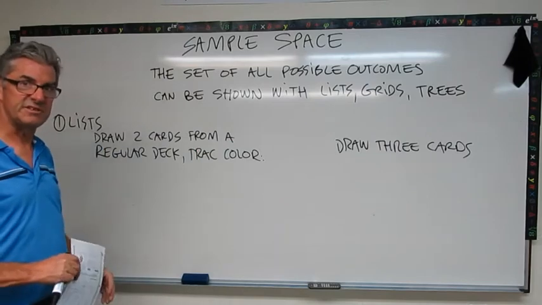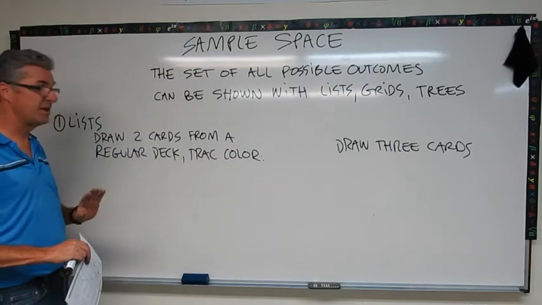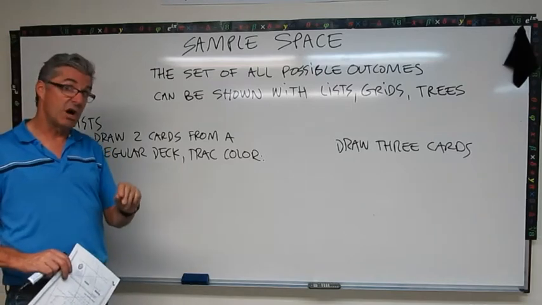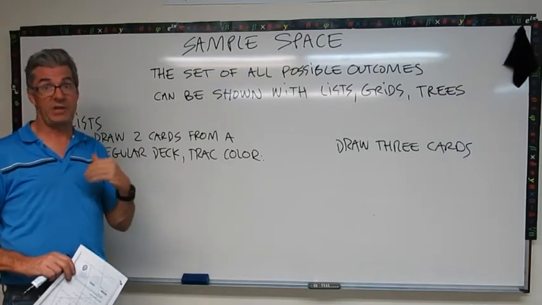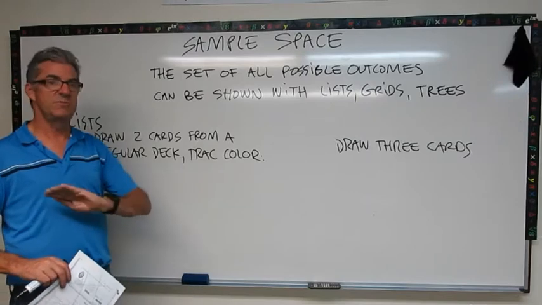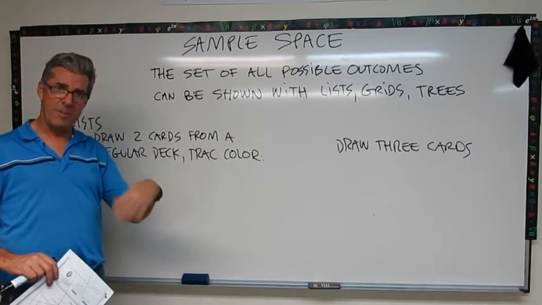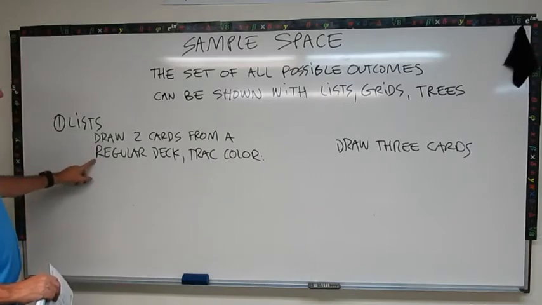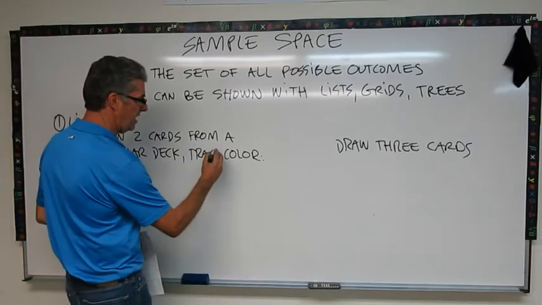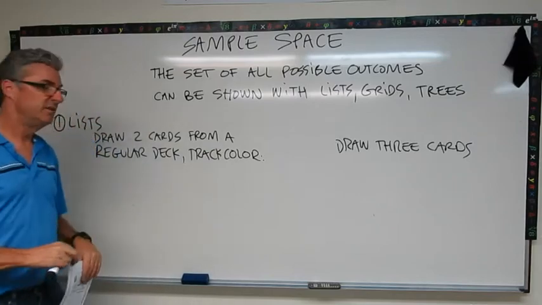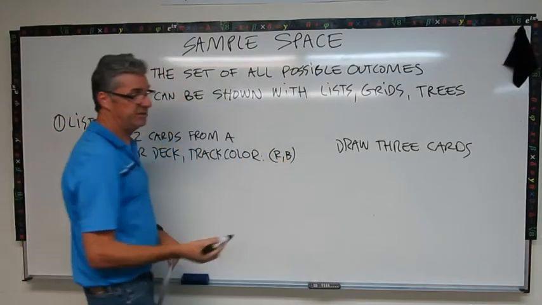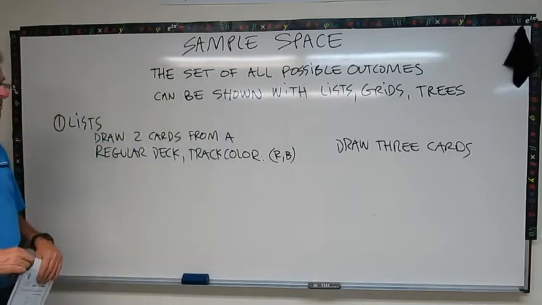Let's start with lists. But first we need to talk about the situation that we're going to use here. A lot of probability deals with drawing cards from a regular deck of playing cards. By the end of this unit, you should be thoroughly comfortable with all the possibilities in a deck of playing cards. Okay, so we're going to draw two cards from a regular deck, and we're going to track the color. And we know from cards that there's either red or black. So half the cards are red, half the cards are black.